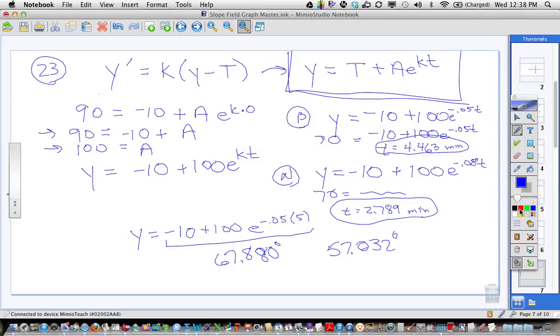Then you go to part B, and it says, what if they would have drunk it in the store? What changes? This becomes 25, which means A then becomes 65. So your equation ends up being 25 and 65 right here. Then you do exactly the same thing. The K is still -0.05 because it's still in the same cup. And so you have 70 equals 25 plus 65, you do this, and you solve.